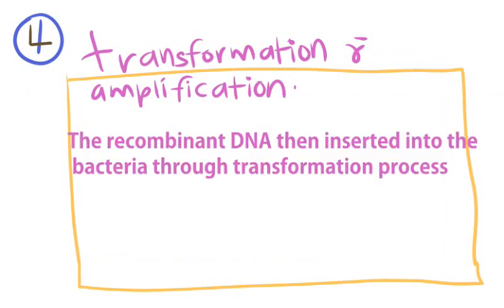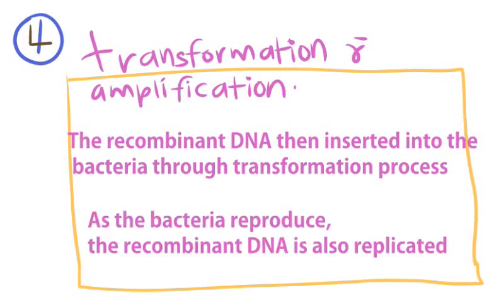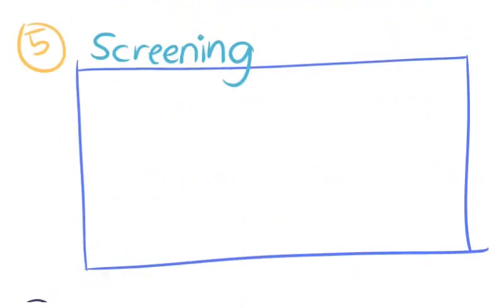Fourth, transformation and amplification. Transformation and amplification is when the recombinant DNA is then inserted into the bacteria through the transformation process. As the bacteria reproduce, the recombinant DNA also replicates, or clones.